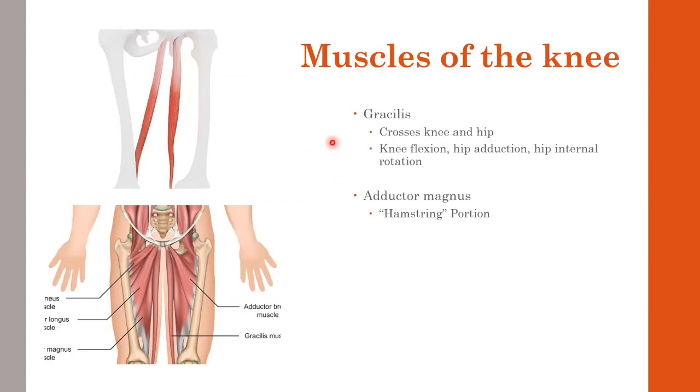Other muscles that act on both the hip and the knee will be our gracilis and our adductor magnus muscle. Now for the gracilis, this muscle aids in knee flexion, hip abduction, and hip internal rotation. So you can kind of put this in the category of the sartorius as far as another extrinsic muscle that helps in knee flexion. And the hamstring portion of our adductor magnus muscle will help in that knee flexion action.